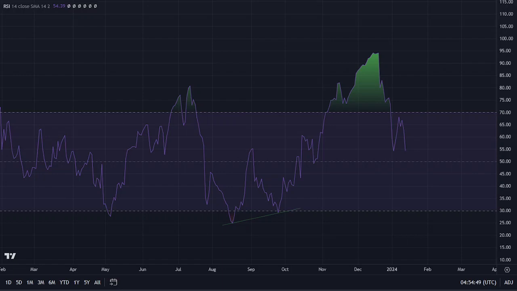What is the relative strength index, also known as the RSI? The RSI is a super popular indicator that traders use to try to identify whether a stock is overbought or oversold. When the RSI is above 70, it's said to be overbought, and when it's below 30, it's said to be oversold. Traditionally, you want to buy when it's oversold and sell when it's overbought.